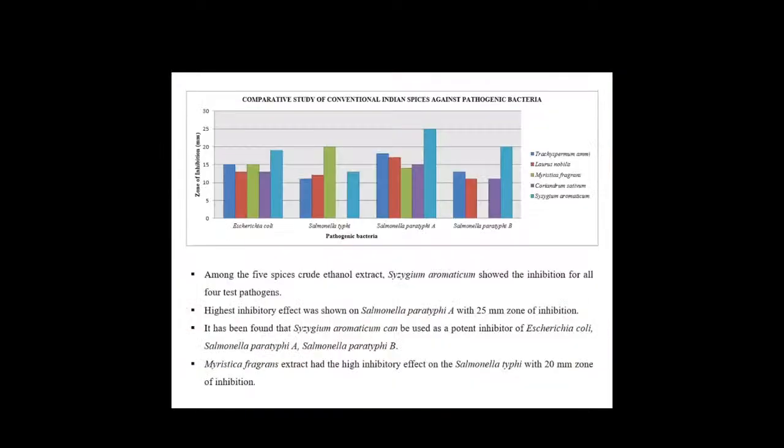The comparative study of the spices against pathogenic bacteria had some good results. Among the 5 spices that we used, clove showed inhibition for all 4 pathogens. The highest inhibition effect was shown by clove on Salmonella paratyphi A with a 25 mm zone of inhibition. It has also been found that clove can be used as a potent inhibitor of Escherichia coli, Salmonella paratyphi A, and Salmonella paratyphi B. Nutmeg extract had a high inhibitory effect on Salmonella typhi with a 20 mm zone of inhibition.